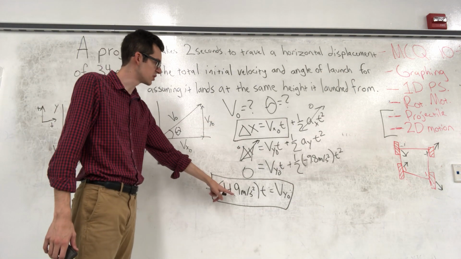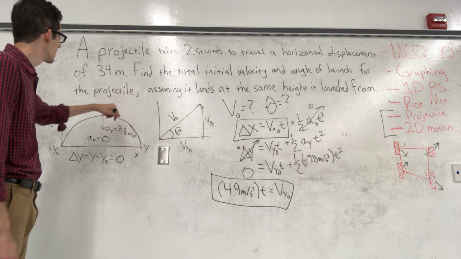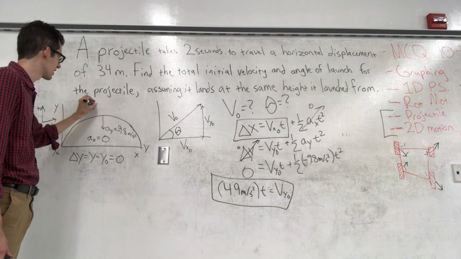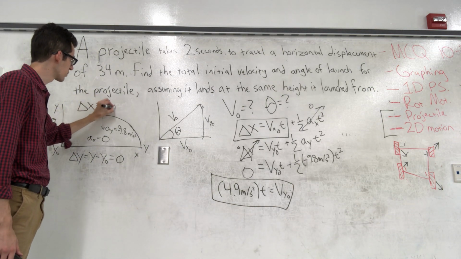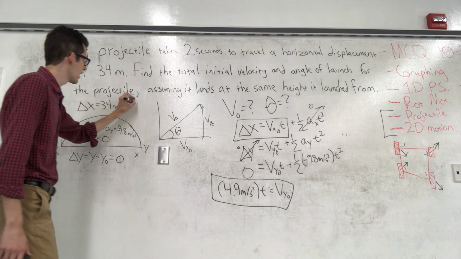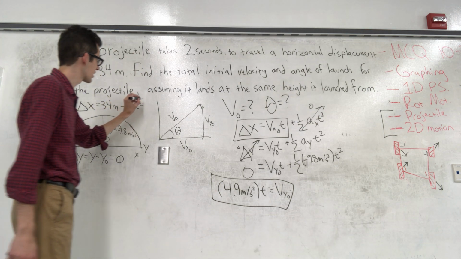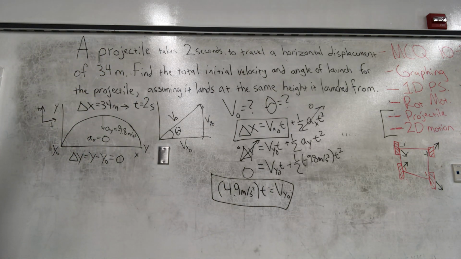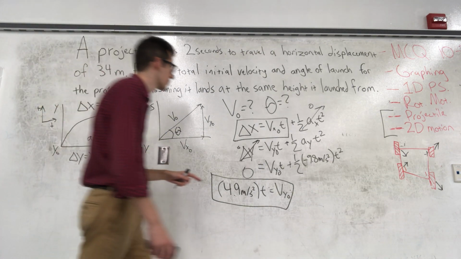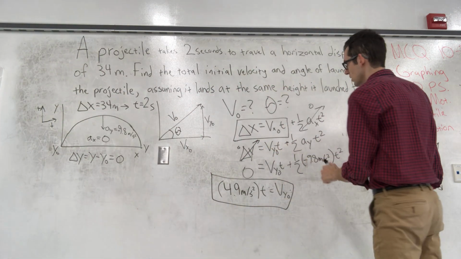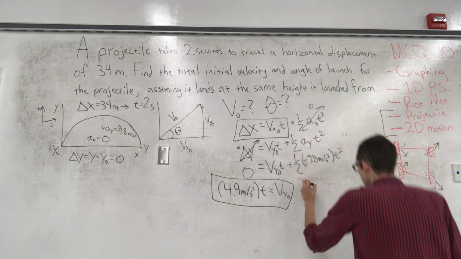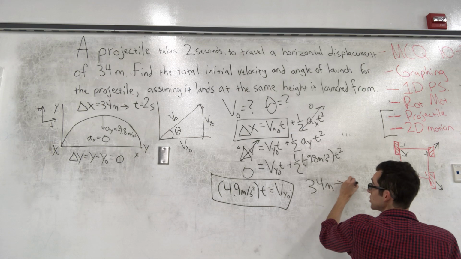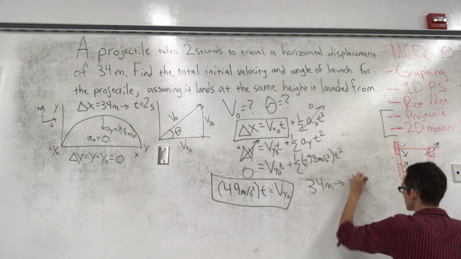We can now use these two equations and the fact that we know delta x is 34 meters, given to us from the problem statement. We travel 34 meters to the right, and our time is 2 seconds. We'll go ahead and put these in and see if we can solve for vx0 and vy0. So in the x direction here, we're going to say that delta x, 34 meters to the right, is equal to vx0 times t.